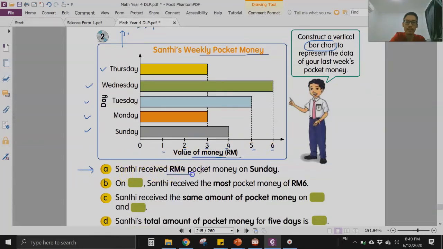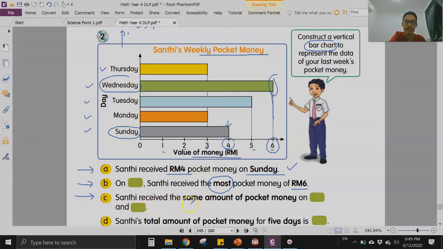Okay, look at A. Santi received 4 ringgit on Sunday. Let's check. Can you see Sunday? Can you see 4 ringgit over here? 4 ringgit. So this is correct. B. On what day Santi received most, paling banyak, 6 ringgit? On what day? So let's look at 6 ringgit over here. What day is this? This is Wednesday. So on Wednesday, she received 6 ringgit.